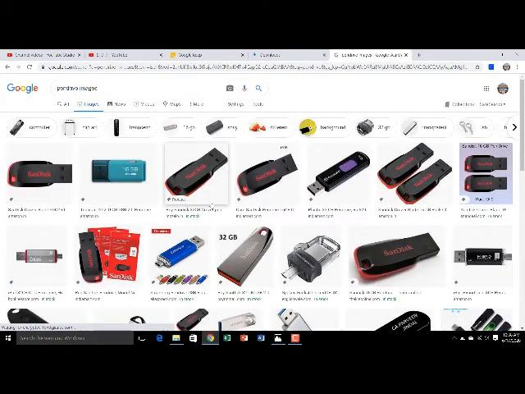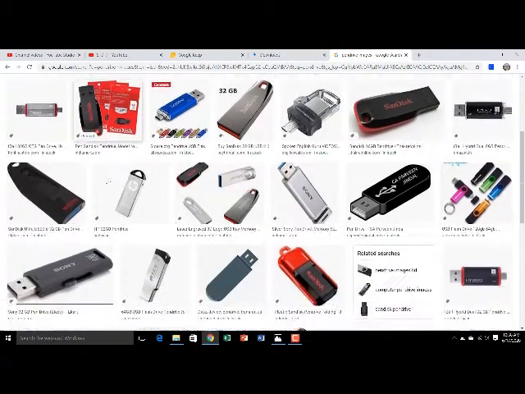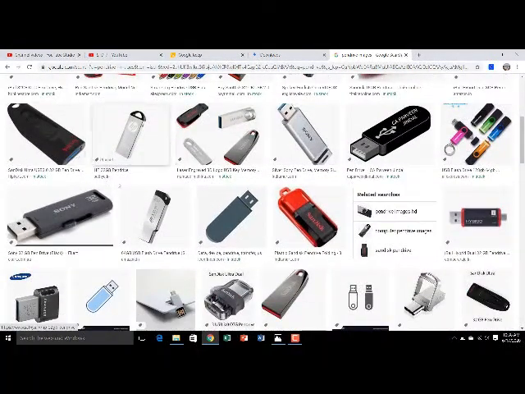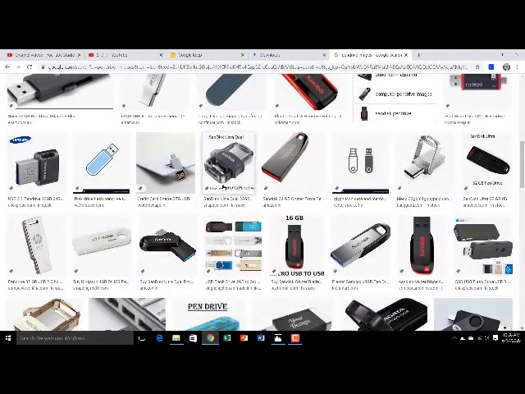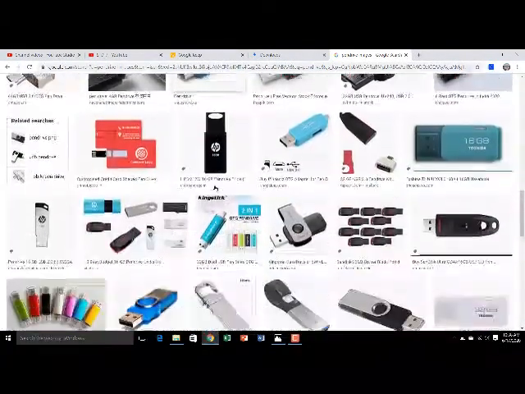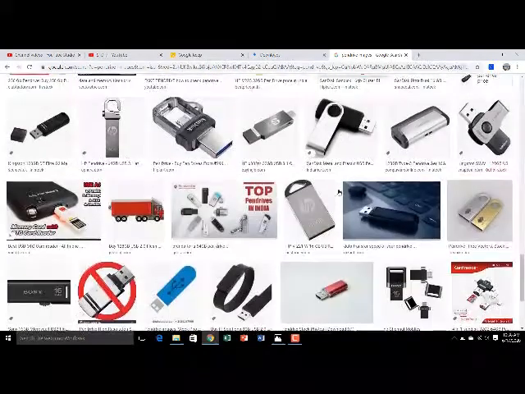See, this is a different kind of pen drive. You can get different colors and different sizes. Basically those are different sizes: 32 GB, 4 GB, 8 GB, 2 GB. These are the size of the memory storage in your pen drive. So these are the different pen drive images, and these are all pen drives.